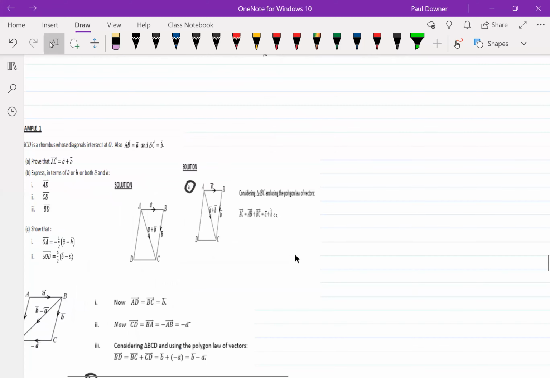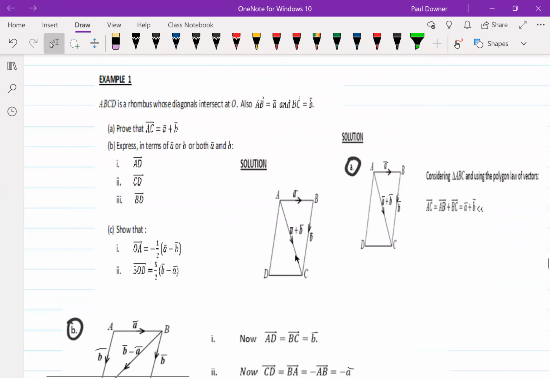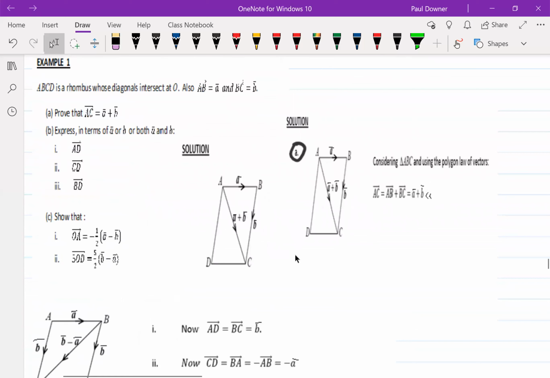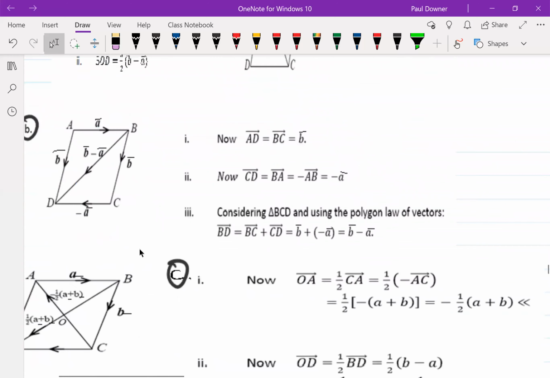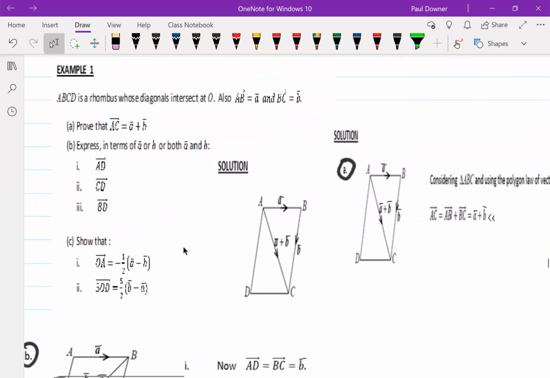So let's expand here and talk about this a little bit. Let's look at the example. They say ABCD is a rhombus, whose diagonals intersect at O. I didn't draw the diagonals in here, I drew them in later on, but we're not talking about that yet. Let's talk about ABCD being a rhombus whose diagonals intersect at O. Also, the vector AB is equal to A and BC is equal to B.